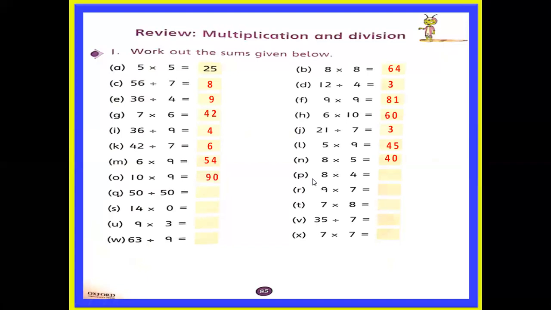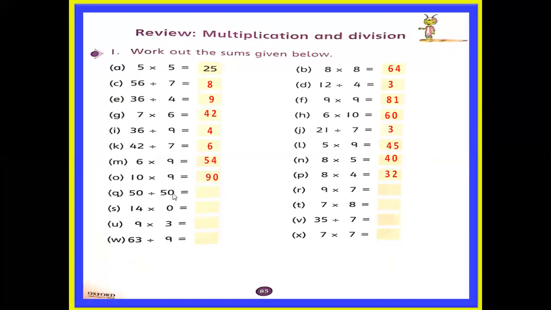Again, multiplication. 8 multiply 4. Read the table of 8. 8 ones are 8, 8 twos are 16, 8 threes are 24, 8 fours are 32. You can read the table of 4, no problem.